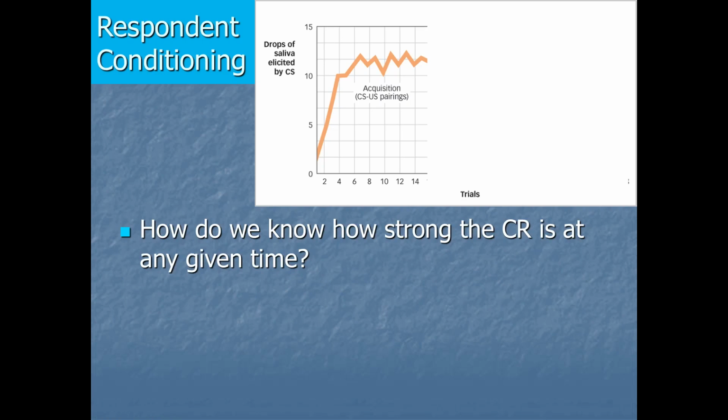Now, how do we know how strong the CR is at any given time? In other words, how would we measure drops of saliva elicited by CS in the graph above? Yes, Pavlov had done a little surgery and set up a little tube coming out of the dog's mouth to measure how many drops of saliva there are. But the question is, what are we actually doing in each trial that will then go and measure for that trial the drops of saliva? Like, how do they make this graph? Maybe take a moment, try and think about it by pausing the video, and then I'll give you the answer.